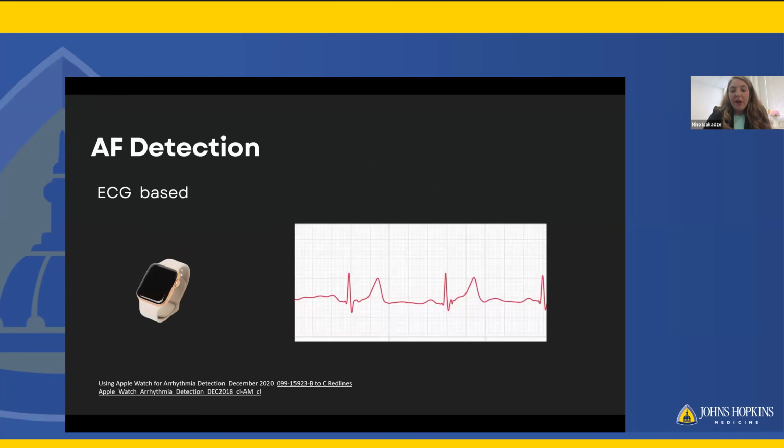And the other tools that these wearable technologies have are actual tracings of the ECGs, and these can be reviewed by a clinician.